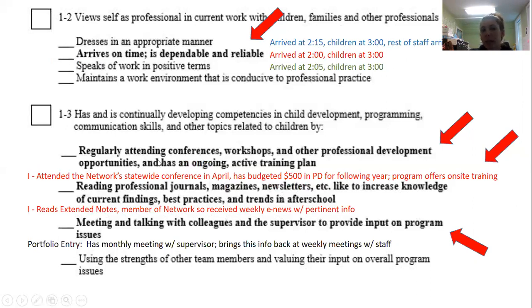Same thing down here. So regularly attending conferences. That's not something that the endorser is going to see on the day of their visit. Reading professional journals, same thing. They may have the opportunity to write about it in their portfolio, or maybe something in their resource file, but we want to make sure that these notes are filled in so that the endorser on the day of the visit has as much information as they possibly could.